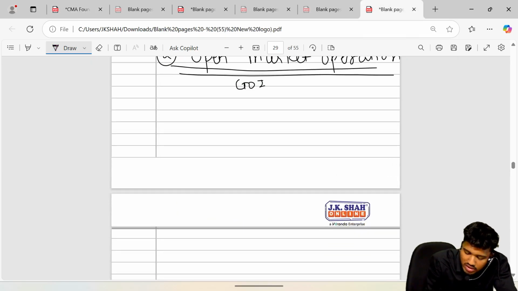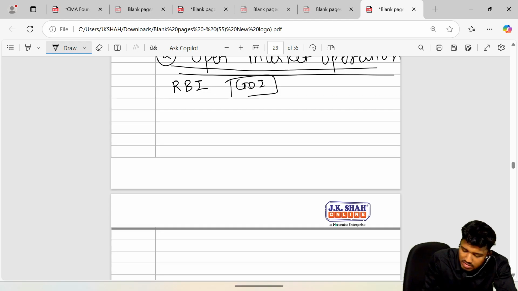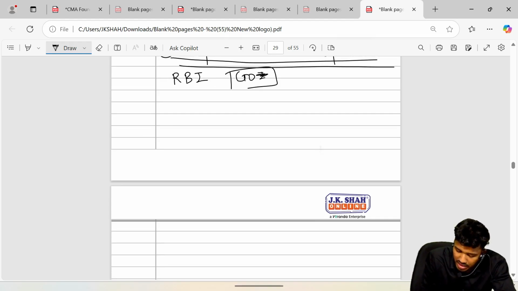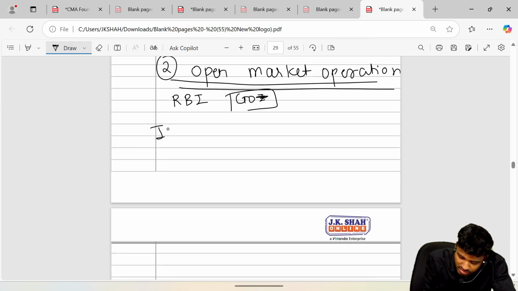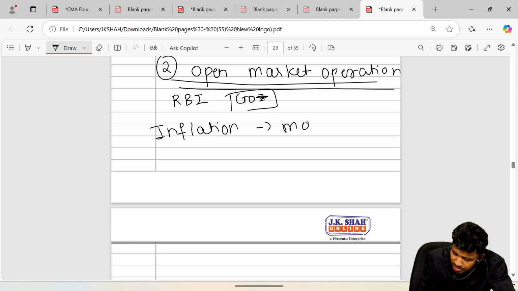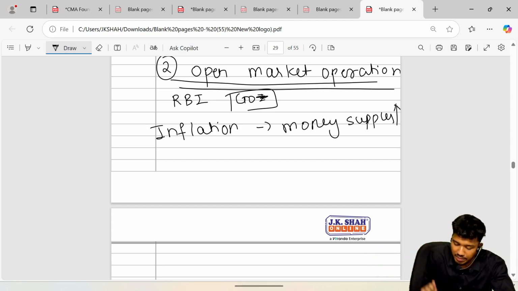See, what does RBI do? RBI basically buys and sells government securities. I'll tell you how. Example, if there is an inflation situation, there is a lot of money supply, there is excess money supply in the country. If there is excess money supply in the country, that is also not good, the money supply has to be taken out. So what will they do? Here RBI sells government securities.